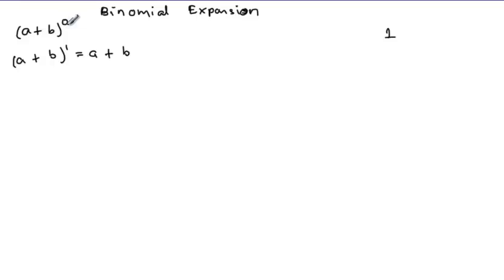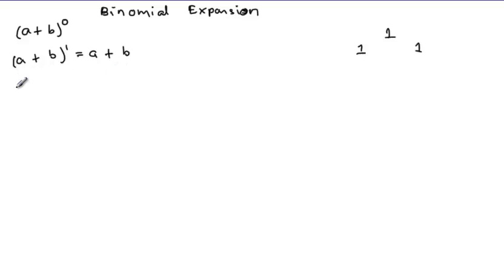Now, if we evaluate this to the power 0, we know that we're going to get 1. That is clear to everybody. Then if we take this to power 1, we're going to get a plus b. Now, if we focus only on the coefficients of a and b, we can say this is coefficient 1 and coefficient 1. I'm just extracting the coefficients. Is that clear to everybody?